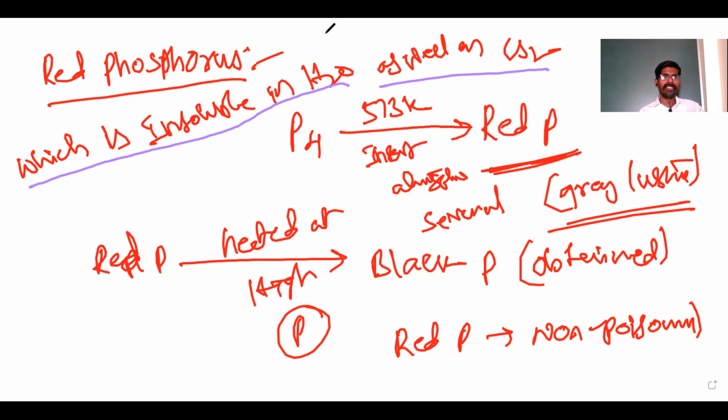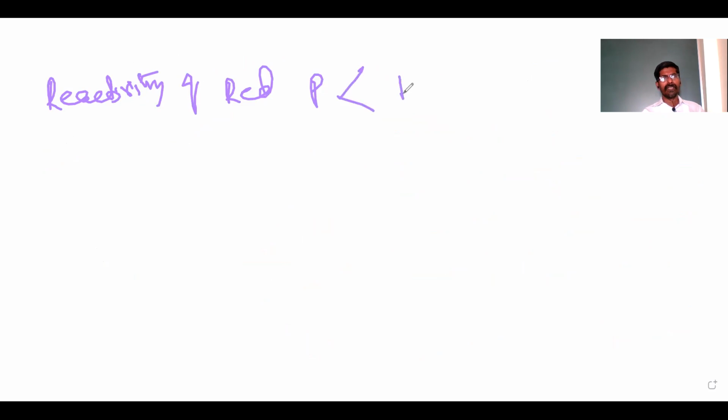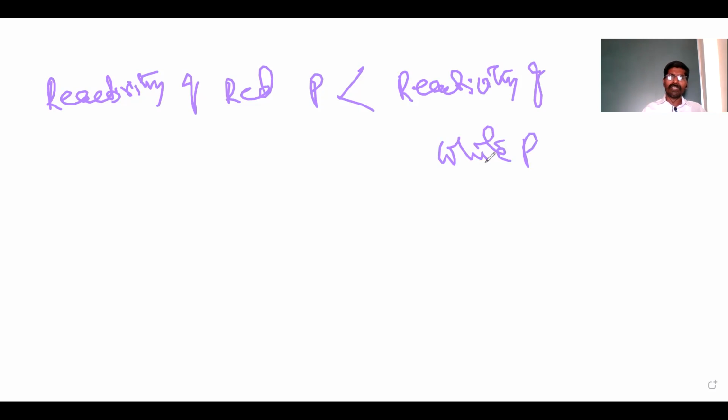If you compare the reactivity of red phosphorus, the reactivity of red phosphorus is less than that of white phosphorus. What is the reason here? In simple words, the reactivity of white phosphorus is greater than the reactivity of red phosphorus. So that's the phenomenon.